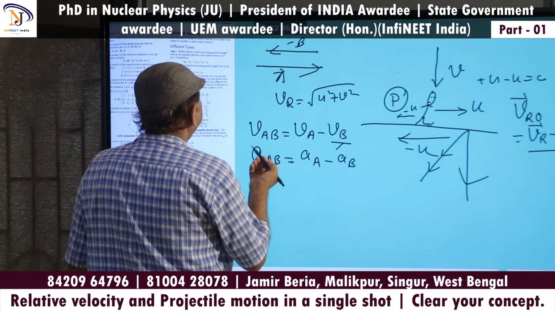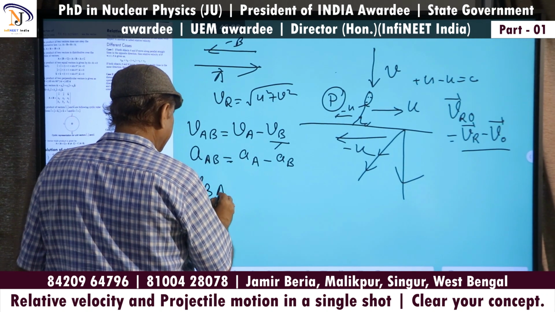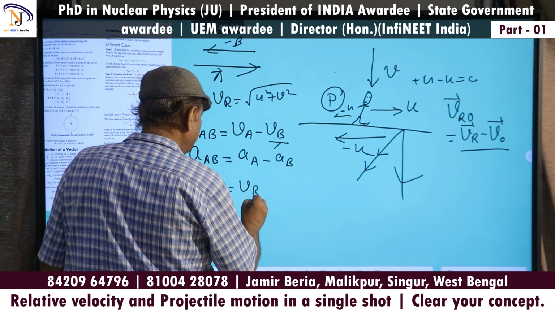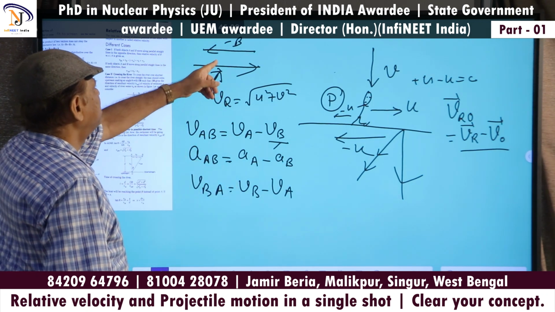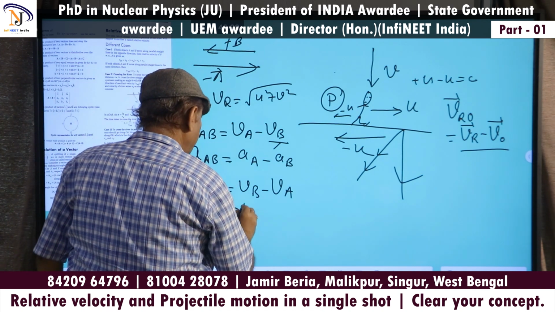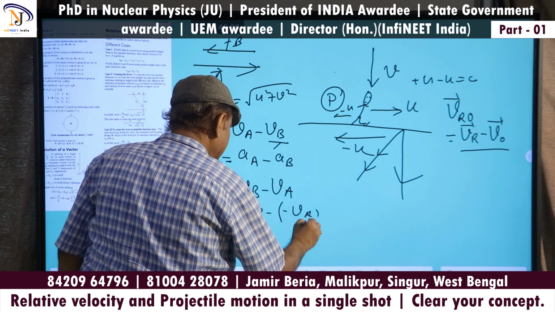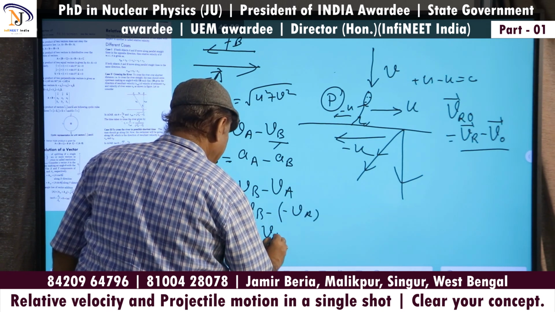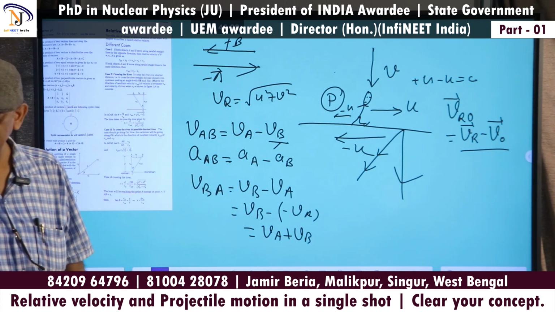If you want to find the velocity of B with respect to A, what can you write? You may write velocity of BA, that is velocity of B minus velocity of A. So with respect to this, if it is made positive, then it will be negative. So it will be minus of VA, that will be VA plus VB. I am giving you one example.